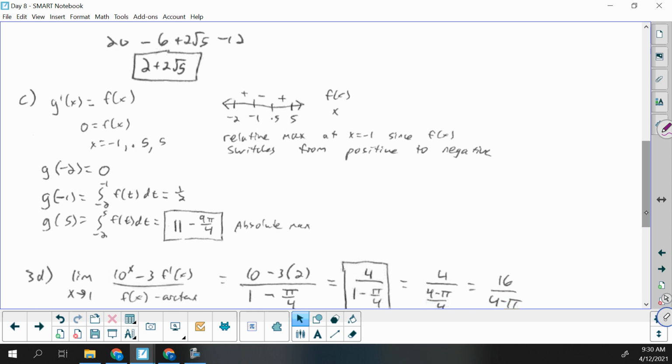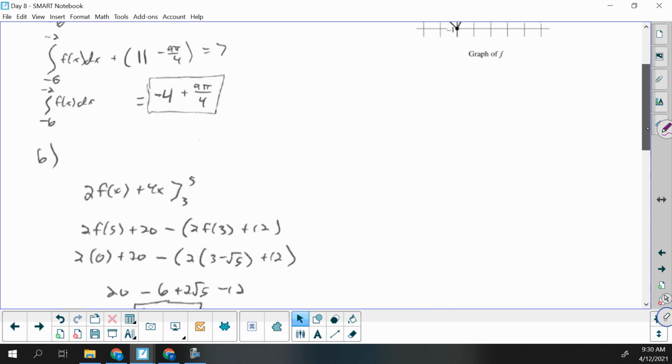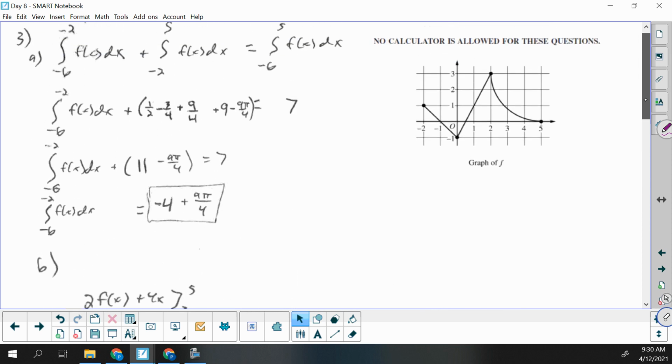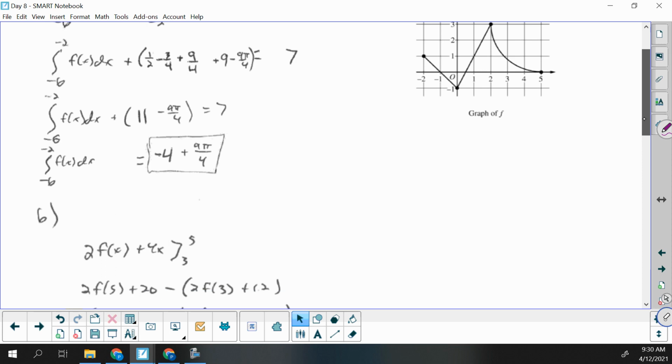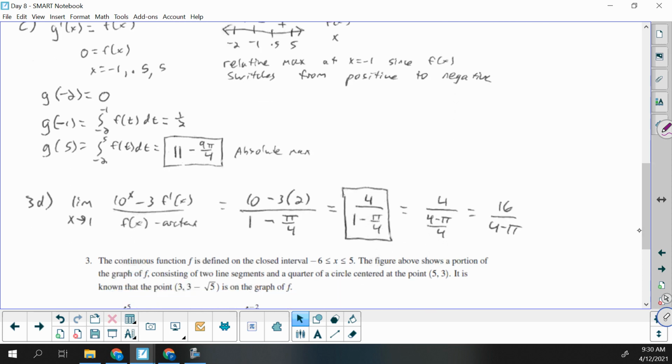And then from -2 to 5, our other endpoint, that's what we already found up in part A. The -2 to 5 was that part that's in the parentheses there, the 11 minus 9 pi over 4. So 9 pi over 4, if you just think of pi as roughly 3, that's 27 over 4, so that's 6 point something you're subtracting off. 11 minus 6 point something is the biggest of those ones there, so that's how you get the absolute max without having a calculator.